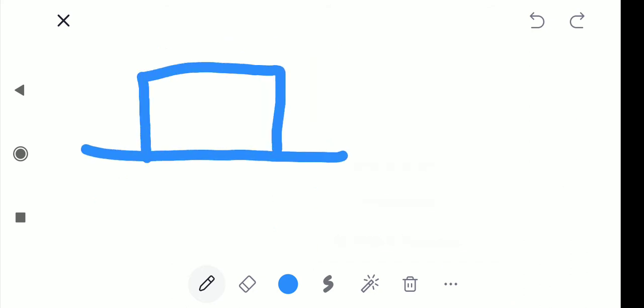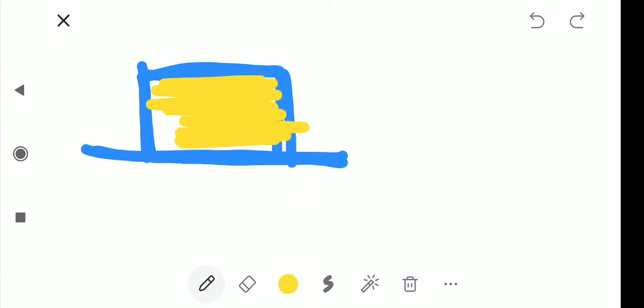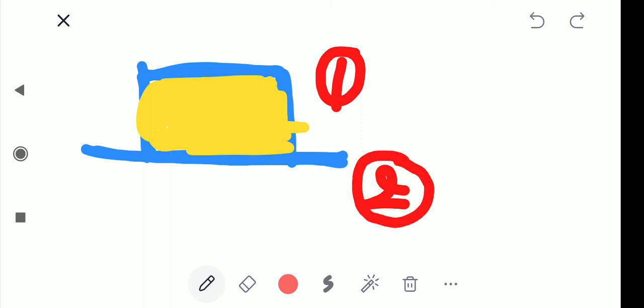when you place a book on a table surface, these two surfaces are in contact. See, this is object 1 and this is object 2. These two are in contact, so there arises a normal force here.